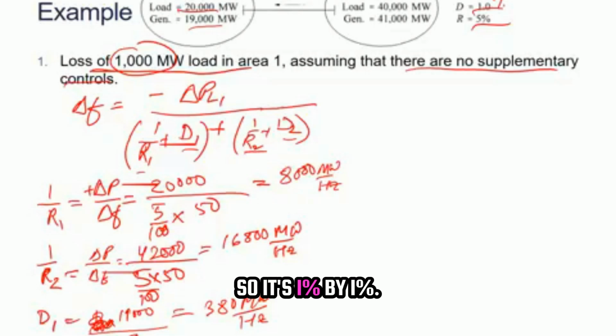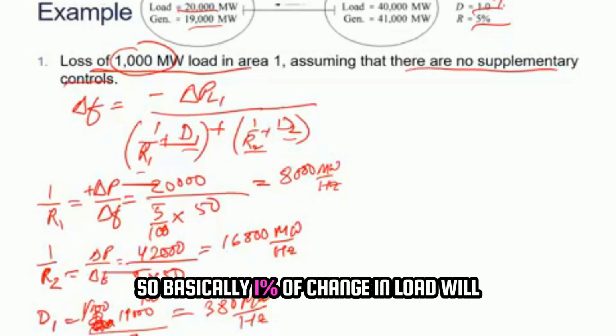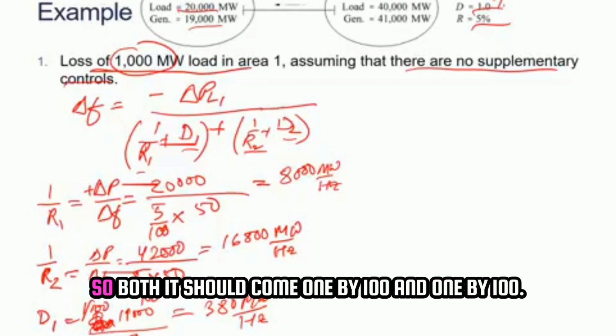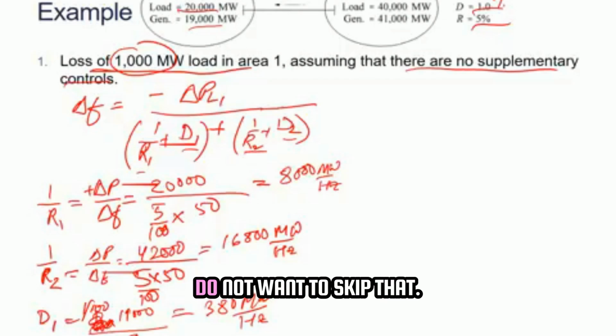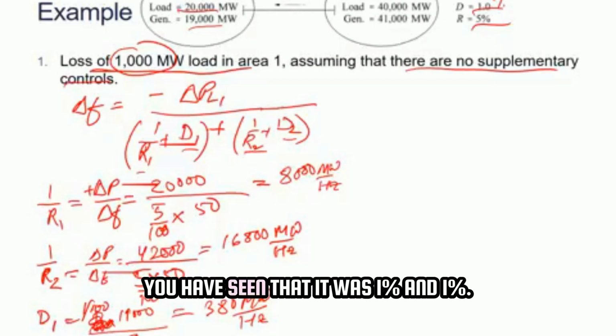Yeah, it's 1% by 1%. On top also it will come 1%. So basically 1% change in load will lead to 1% change in frequency. So both should come 1 by 100 and 1 by 100. I just do not want to skip that. If you go to the previous slide, you have seen that it was 1% and 1%.